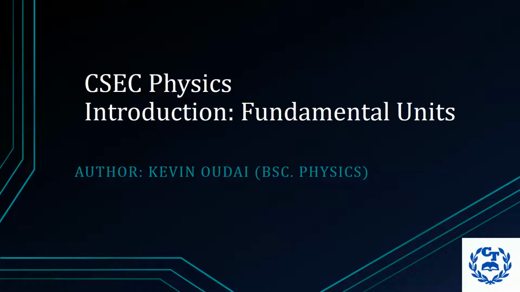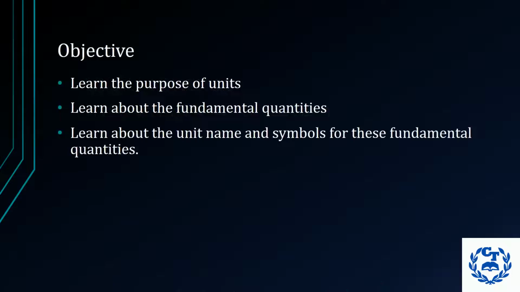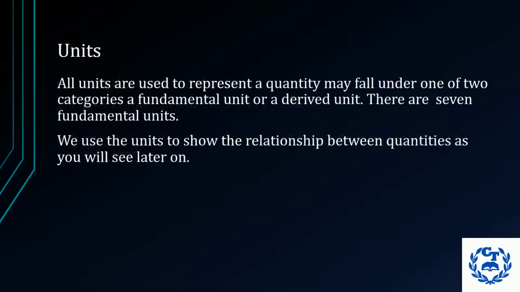We're going to start off our study of physics by first looking at units. By the end of this lesson, you should be able to tell me what the purpose of the units are, and you should be able to understand what the fundamental quantities are, their unit name, and symbols that go along with these fundamental quantities. Now, all units can fall in one of two categories, either fundamental or derived.